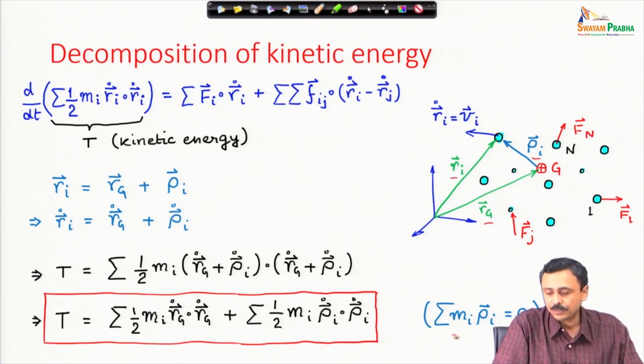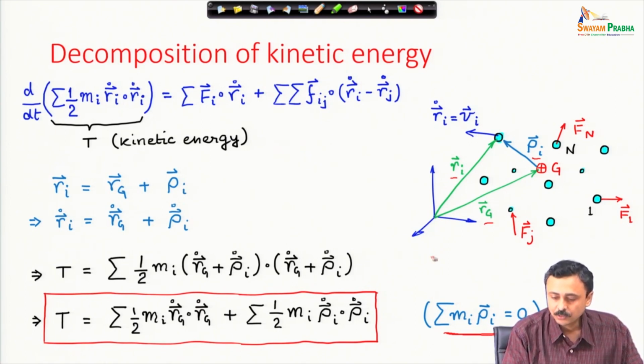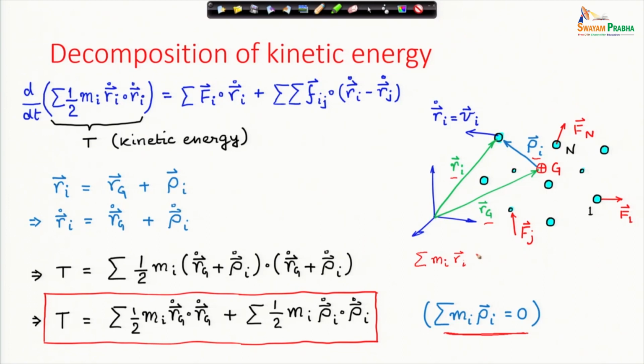The only thing you will have to remember is that we are using this identity, that summation of m_i rho_i is 0, and this follows from the definition of center of mass. How does it follow? You know that summation of m_i r_i, the position vector of the ith particle, must be equal to summation of m_i times r_g vector. This is how we define center of mass.